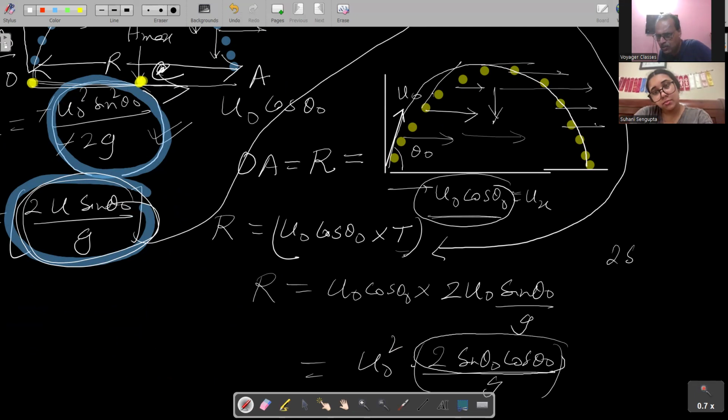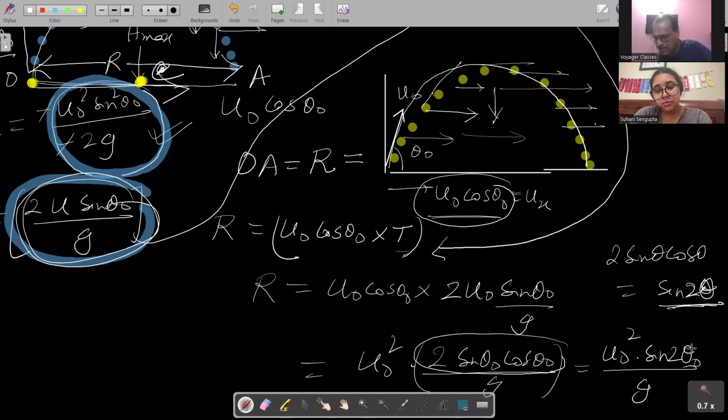One formula is there: 2 sin θ cos θ is sin 2θ. This is in trigonometry. So this formula we have to know whenever we do this. This is an interesting formula. So you can say R is u0 squared into sin 2θ0 divided by g. So this is the way we can find out the horizontal range.